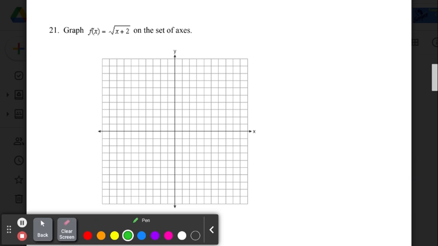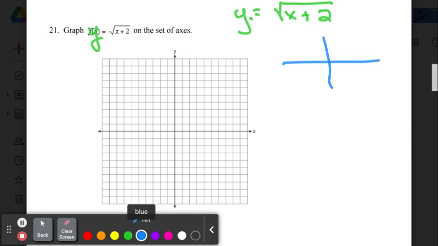For question 21, it says graph f of x equals the square root of x plus 2 instead of x. So remember, that's y equals. So you go to y equals in your little y1 and type second x squared, x plus 2. And when you hit the graph button, it looks like this. It's like a little arc. It's been moved over like that.